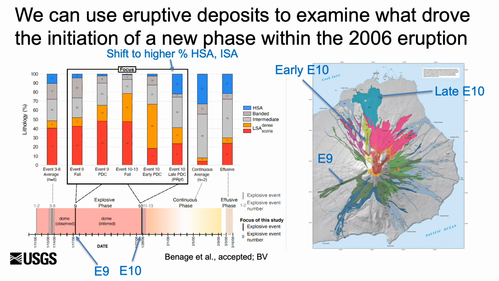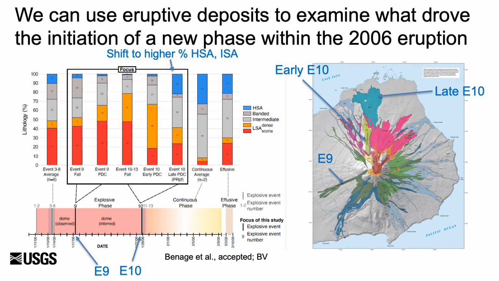Recent work at Augustine, led by Mary Benage, focuses on a specific interval within the 2006 eruption and looks at the transition between punctuated individual Vulcanian blasts of the explosive phase and what caused a transition to more sustained eruptive activity during the continuous phase.